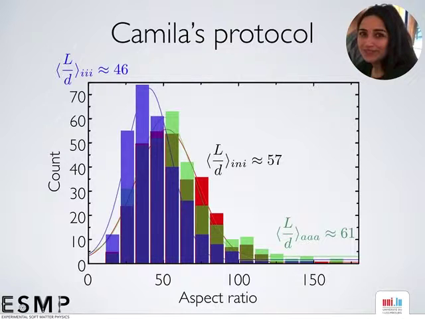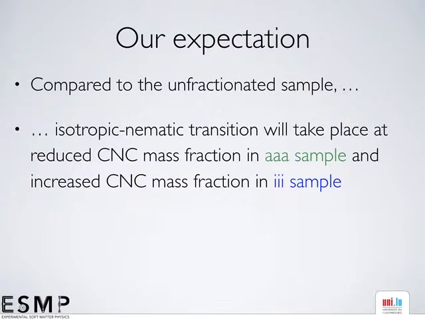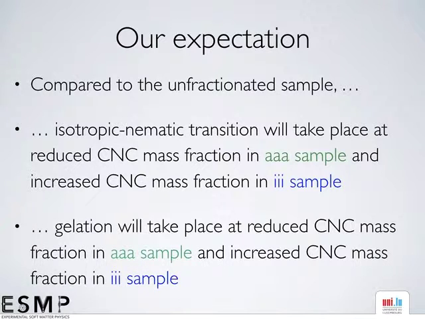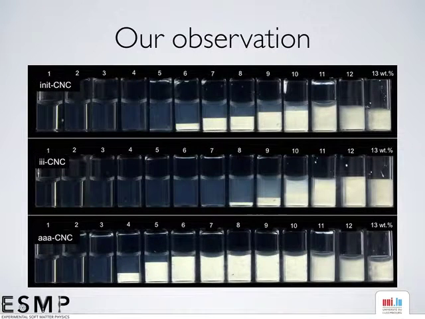So then the question was, of course, what would we see? And our expectation was that, compared to the unfractionated sample, we should be seeing the isotropic-nematic transition take place at lower CNC content for the AAA sample, but we expected that also the kinetic arrest should take place at lower CNC content. So we didn't know if we would see an expansion of the phase diagram. And what did we see?